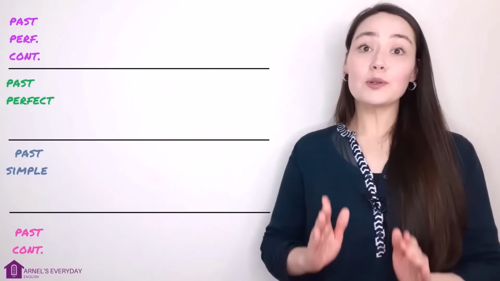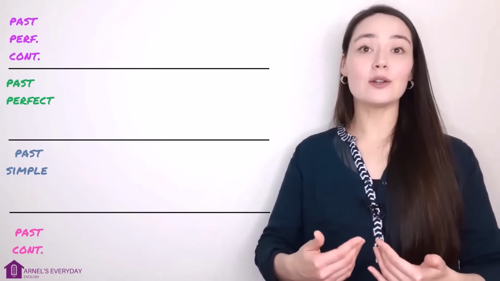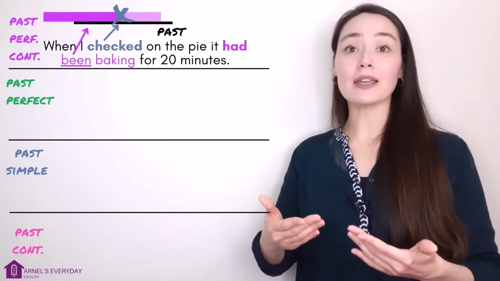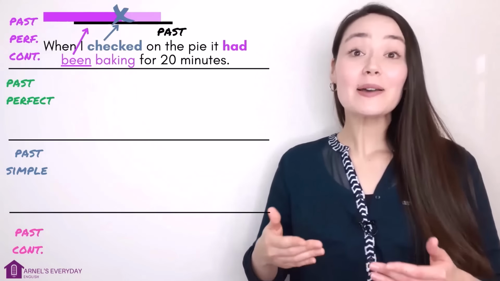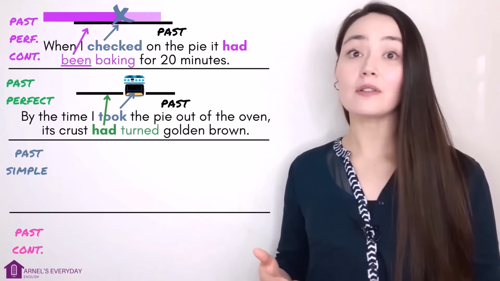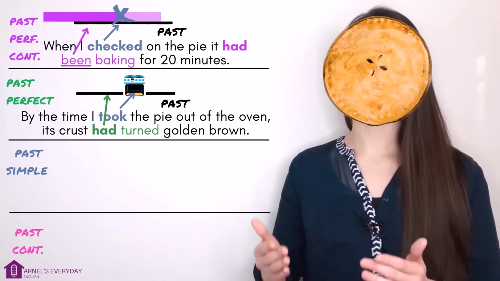Right, it's time to compare the past perfect continuous with other tenses. When I checked on the pie, it had been baking for 20 minutes. Past perfect. By the time I took the pie out of the oven, its crust had turned golden brown.